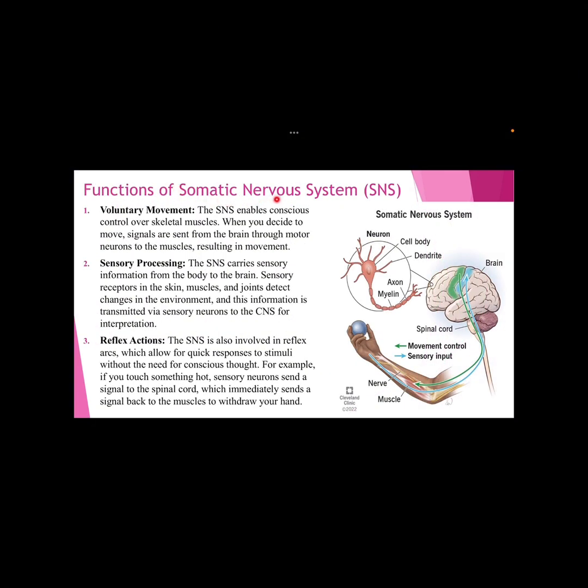So the somatic nervous system helps you do things you choose to do. As we said, it is voluntary. It is responsible for our voluntary movement. We decide that we want to move. Signals are sent from the brain through motor neurons to the muscles so that we can move. Also, the somatic nervous system is responsible for sensory processing. It sends information from our skin and muscles to the brain. And the last function is the reflex actions, like the reflex of pulling our hand away from something hot without needing to think.